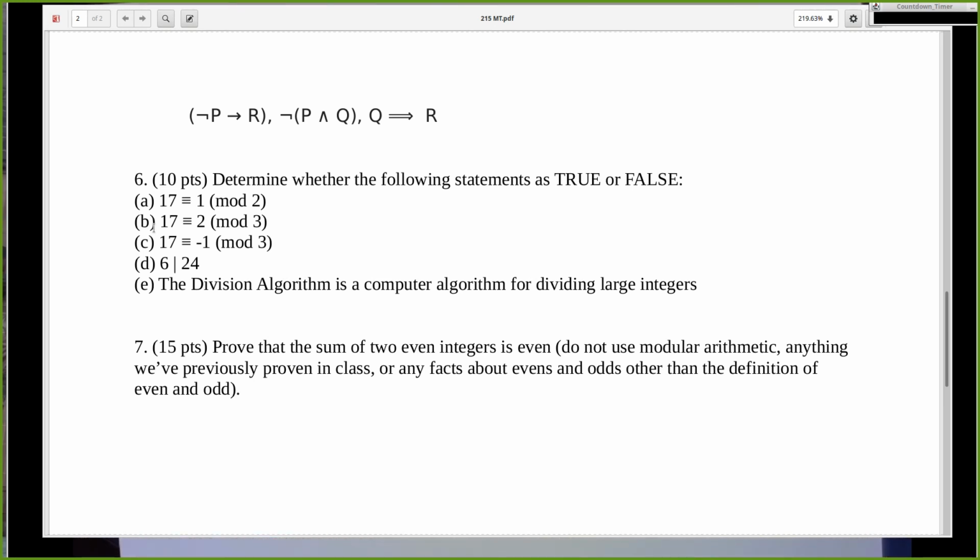And then finally, question 7. Prove that the sum of two even integers is even using the definition of even and odd. Again, if you have the right idea, that's good. That means you have what you need to write this proof. But the whole point is writing a formal proof.